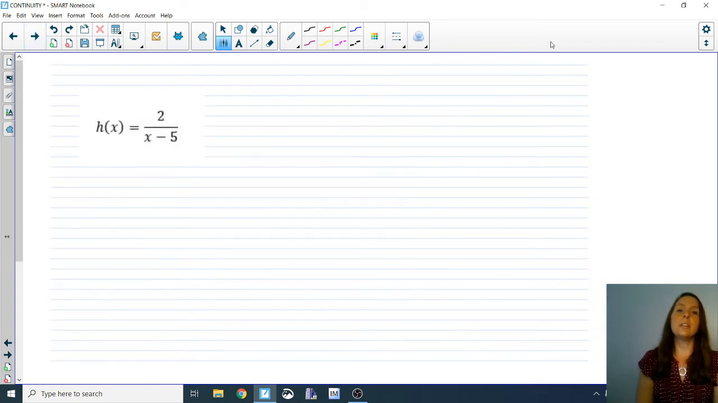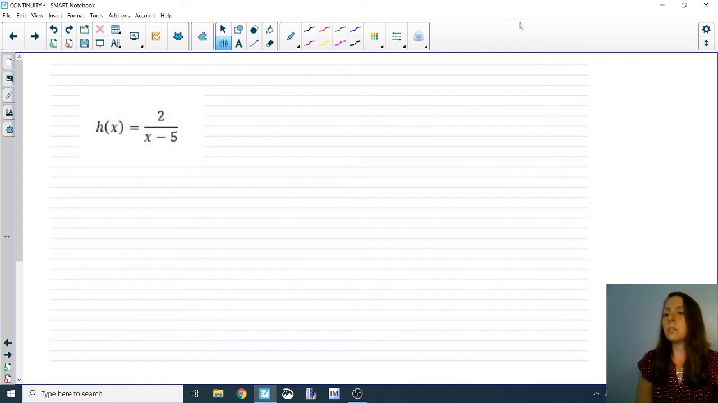Next, let's take a look at a couple of examples of rational functions, and we'll talk about what types of discontinuities we can see here. So in this next example, I'm looking at h of x equals 2 over x minus 5. Something you should consider when looking at a rational function is, are there any x coordinates that would make your denominator equal to 0? Because those would definitely be restrictions.